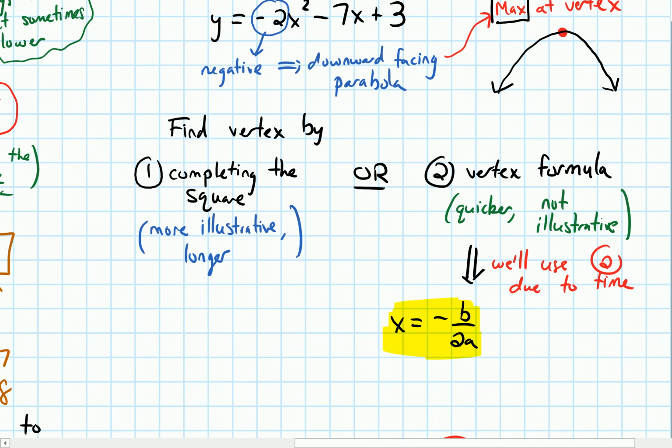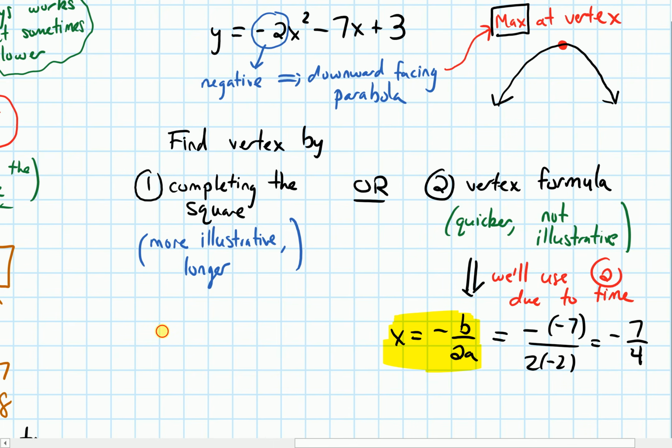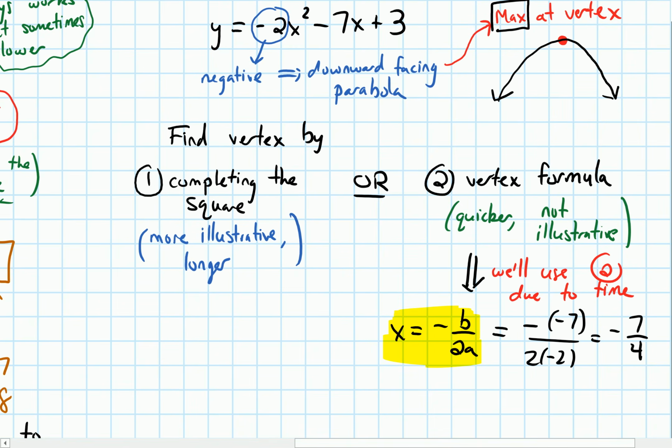Now if we plug in what b is and what a is, we end up with negative 7 on the numerator. On the denominator, we get 2 times negative 2. So overall, we end up with negative 7/4. And that's our x coordinate of the vertex. But we still need to know the y coordinate.